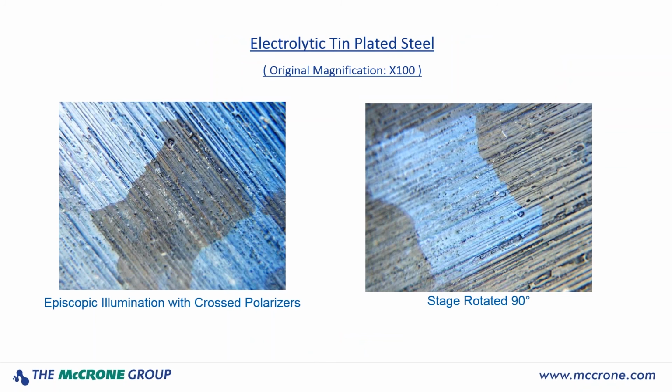Here's an example again of an electrolytic tin-plated steel surface with the cross polarizers. Here we can see the tin grains. In fact, in the center there's a large tin grain that's a bluish gray color. If we rotate the stage 90 degrees, we can change that color into a blue color and have the surrounding material be more of the gray material. This is oftentimes referred to as optical staining techniques, to highlight various features on the surface of metals that are anisotropic type materials.